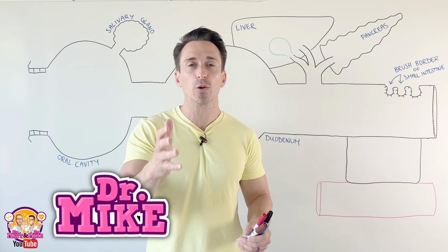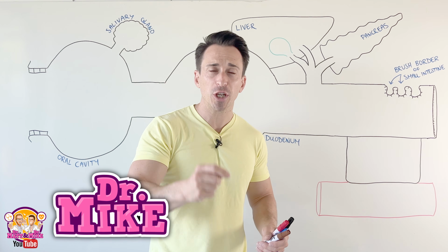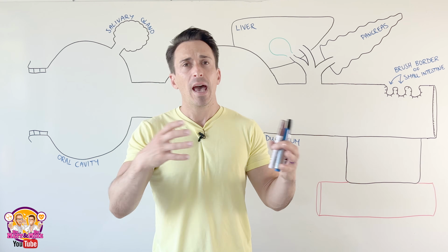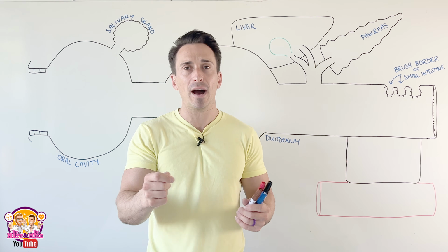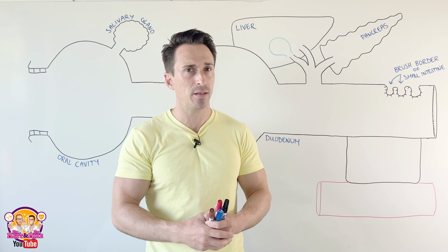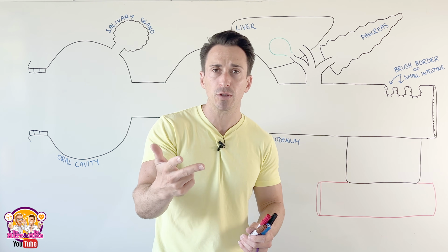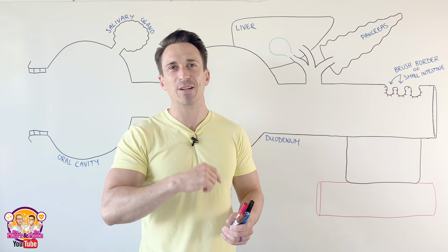In this video, we're taking a look at carbohydrate digestion and absorption. We're moving our way through the gastrointestinal tract and having a look at where and how carbohydrates are digested into their monomers, which we call glucose, galactose, and fructose, and where they're absorbed. Let's take a look.